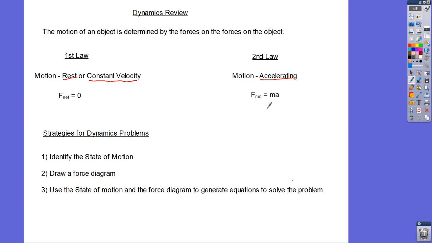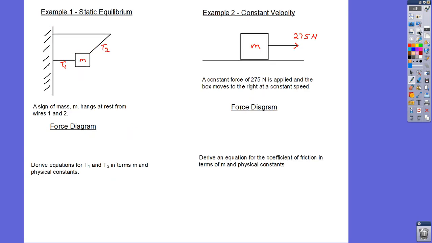Dynamics is really important, and there are lots of different ways to ask the questions, so we want to be careful about the strategies. One thing when it comes to strategies, make sure you identify the state of motion, because that tells you something about the forces. Drawing a good force diagram is really essential, and then you can use the state of motion and the force diagram to generate equations if you need to do that. So let me show you a couple situations here.